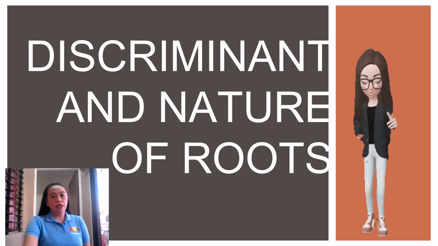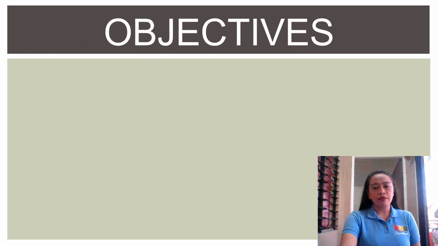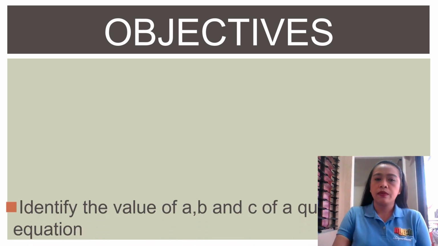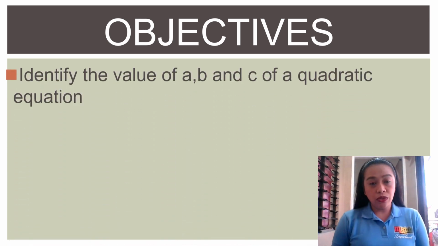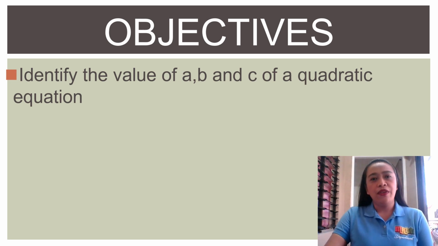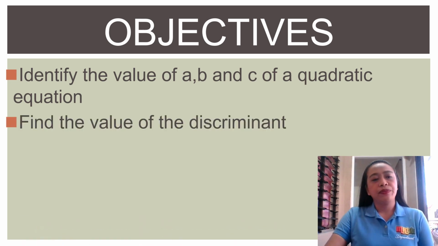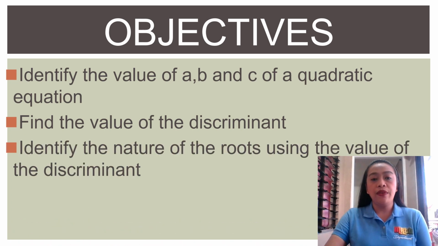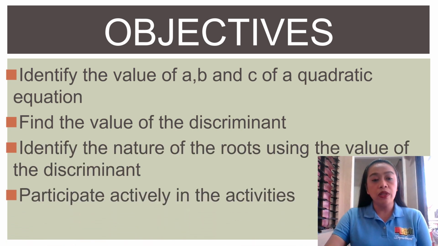So, discriminant and nature of roots. For our objectives, we will be dealing with the following. First, identify the values of A, B, and C of a quadratic equation. After that, find the value of the discriminant. Then, identify the nature of roots using the value of the discriminant. Then, participate actively in the activities.